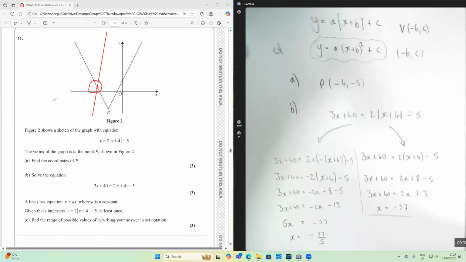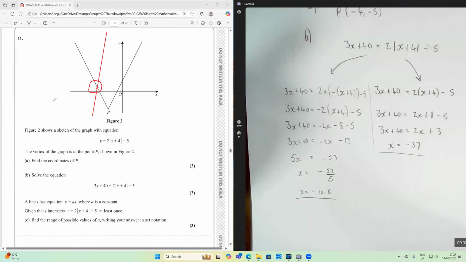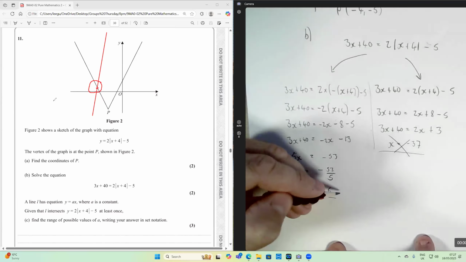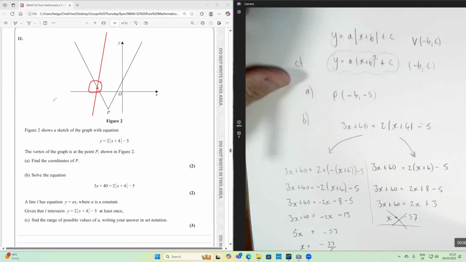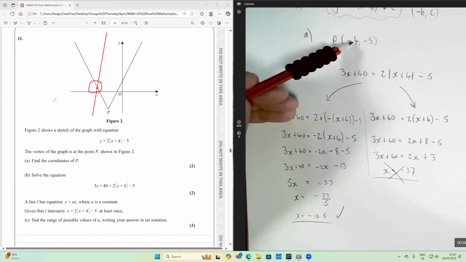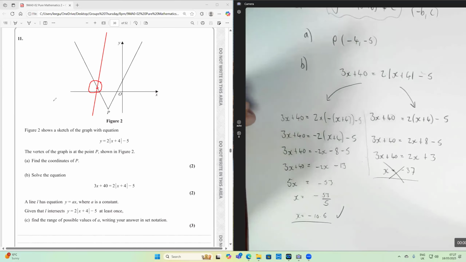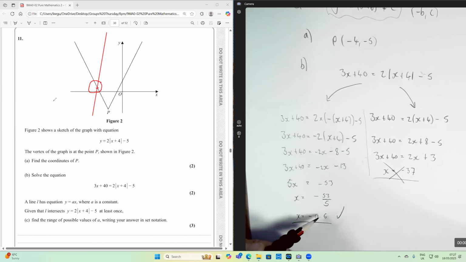So we need to decide which one of those makes sense as our answer. And I think hopefully we can see that this is the one that we don't need and that this is the appropriate one. This is the one that makes sense when we think that the coordinate of our vertex here is -4, -5. And the point where we've got intersecting is not that far to the right of the vertex. So it makes sense that the solution is going to be -10.6, and not in fact the one that is -37, which would be somewhere over here. I hope that makes sense. So we've ruled out one of the solutions. We just need the one because of the way that the straight line was on there. Okay, that's part B done.